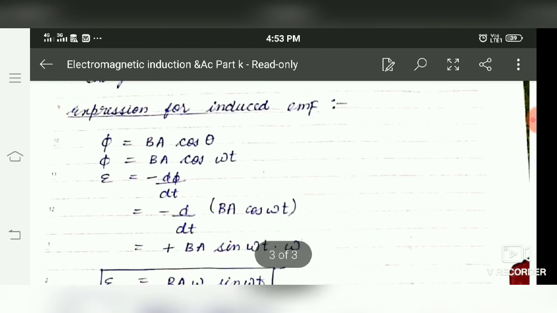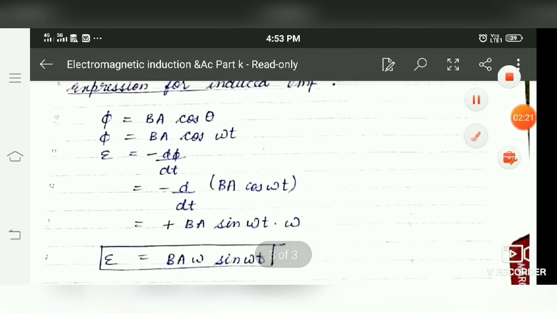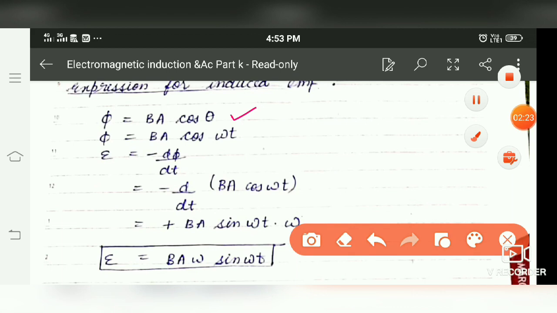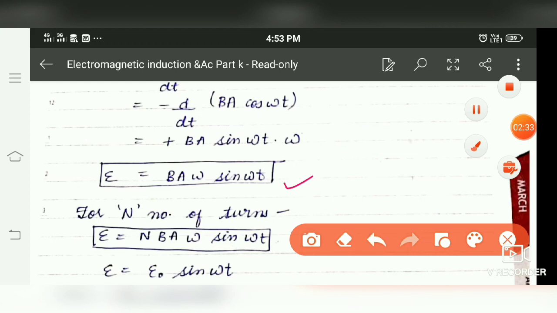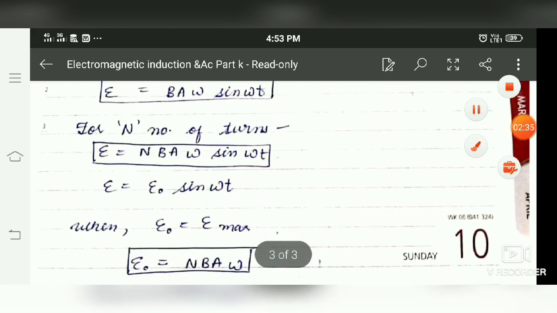Now we have to calculate the expression for induced EMF. We know phi is equal to BA cos theta, theta is equal to omega t. By substituting the value of phi in the formula of induced EMF and solving it, we get induced EMF is equal to BA omega sin omega t.